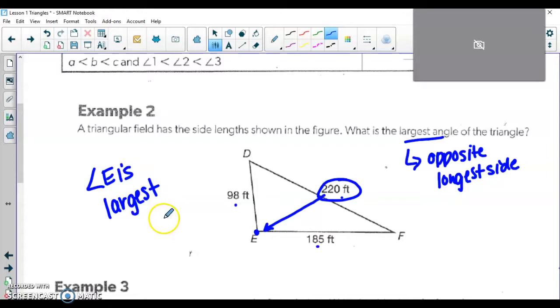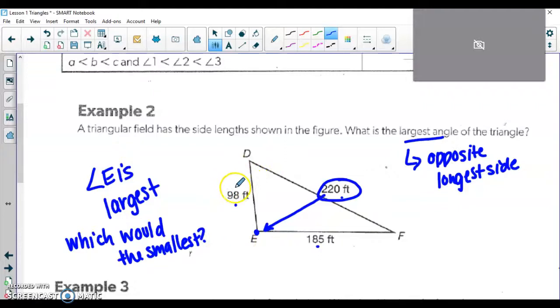With that in mind, which would be the smallest? So we have angles D and F. So which would be the smallest then? Well, if you look at the two numbers left, 98 is smaller, so that goes across. Angle F would be the smallest here.